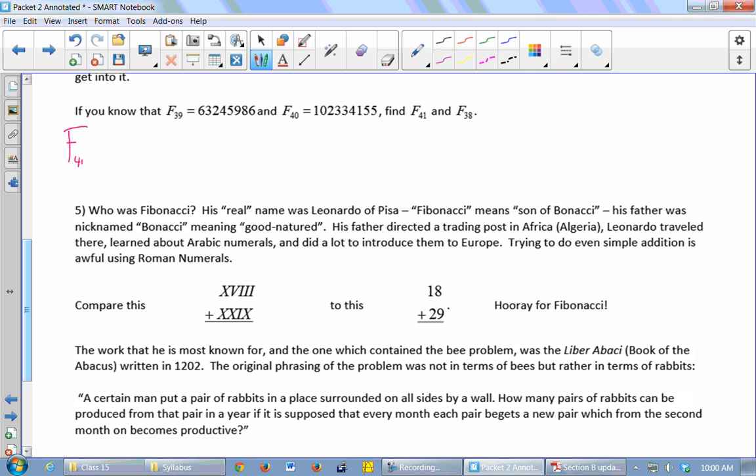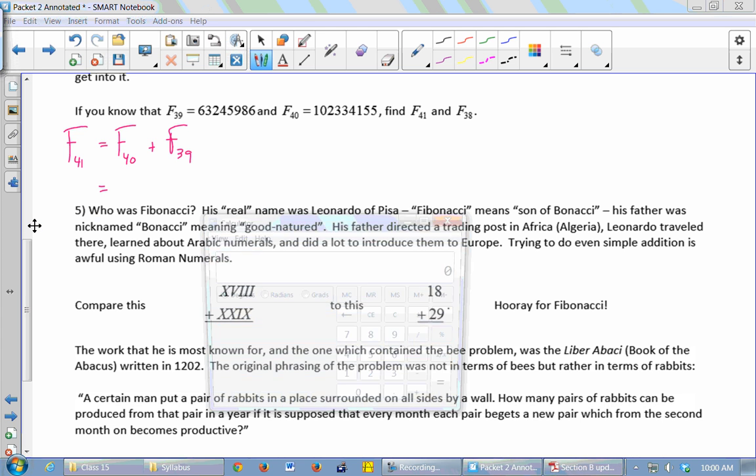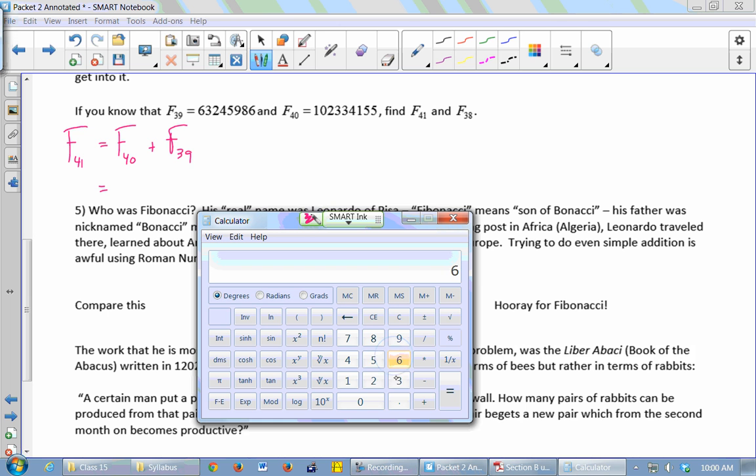F41 is just equal to the 2 numbers right before it. So F40 plus F39. I would just add them together. And I need a calculator because those are big numbers. Okay, so 63,245,986 plus 102,334,155. Okay, so I have 165,580,141. All right, what if I wanted to know what F38 was?